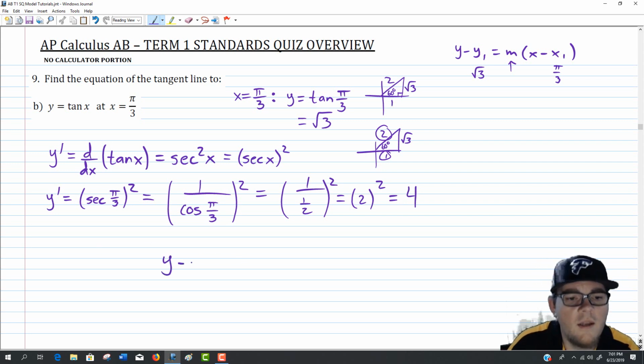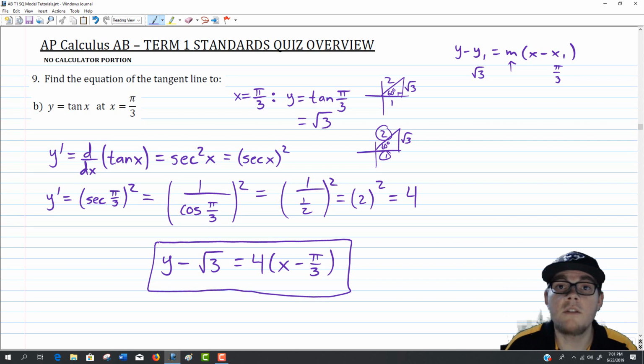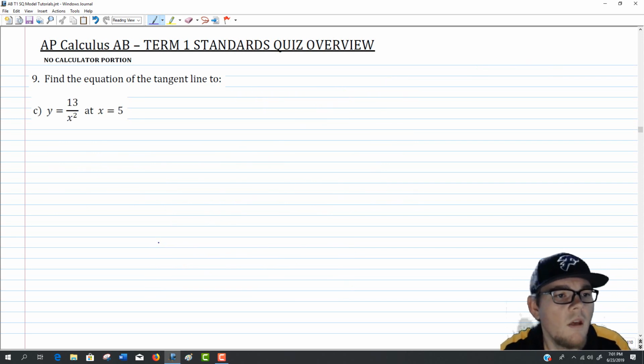So our full tangent line is y minus the square root of 3 equals 4 times x minus pi over 3. And again, there is our tangent line equation. Again, not too crazy, but you do have to actually know tangent's derivative and be able to evaluate some basic trig functions. Okay, our third one.